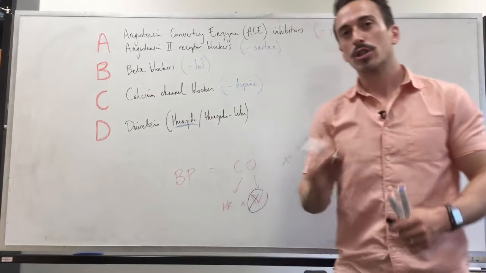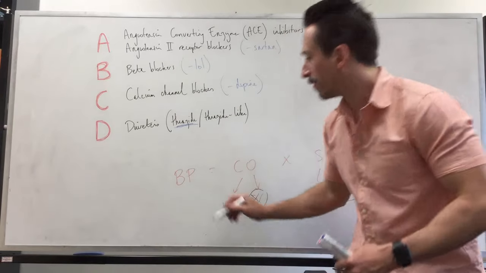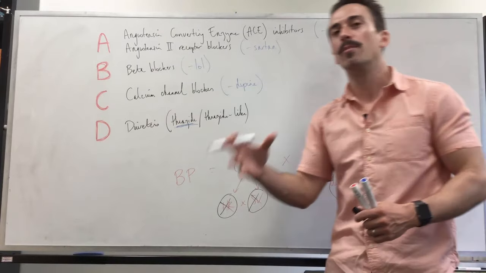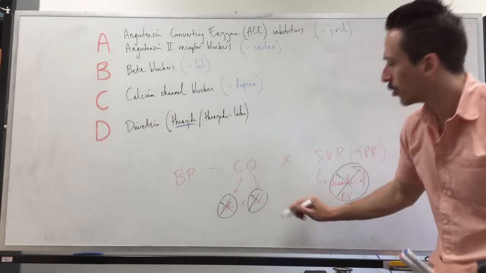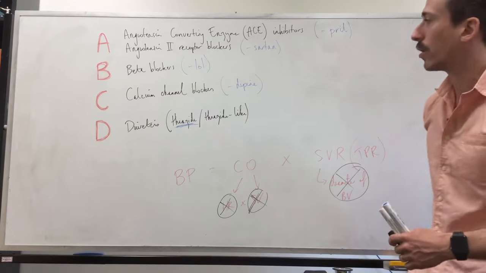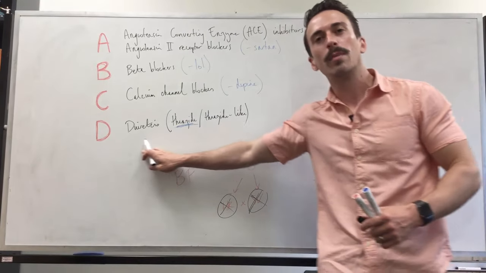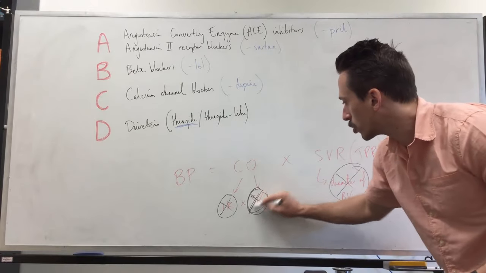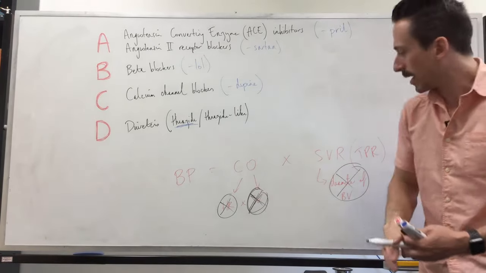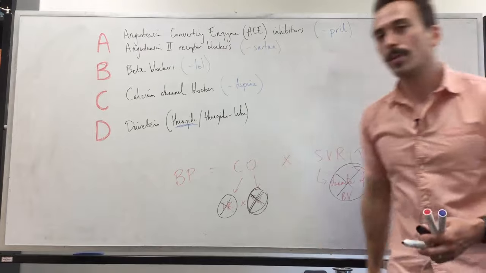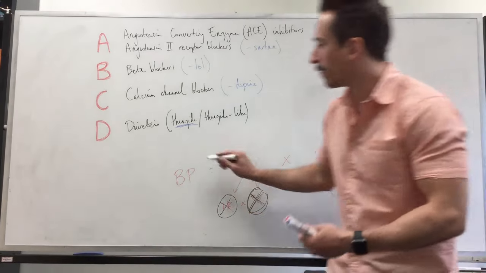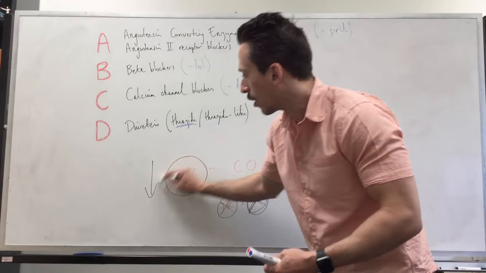Beta blockers stop the heart rate from beating so fast, so it's stopping heart rate here. Calcium channel blockers stop the heart from beating so hard. This has to do with stroke volume as well. And diuretics reduce the amount of circulating fluid within the body. This also has to do with stroke volume as well. As you can see, all of these antihypertensive medications affect the blood pressure equation at some point, therefore affecting blood pressure and hopefully dropping it.